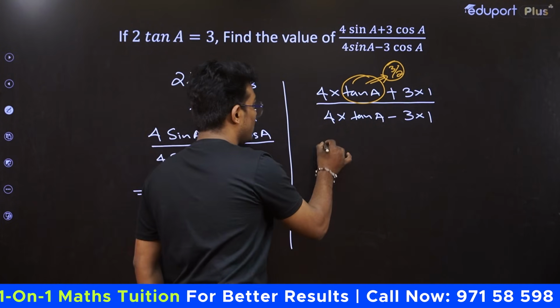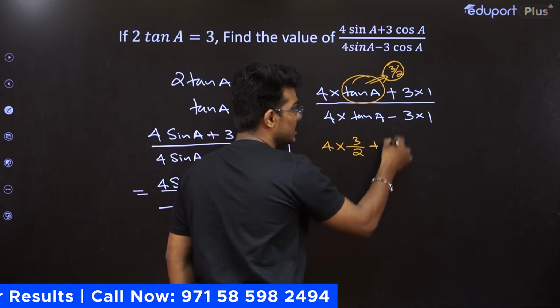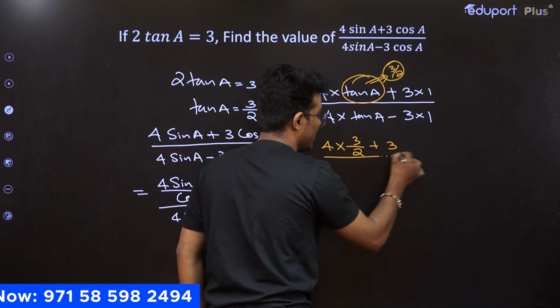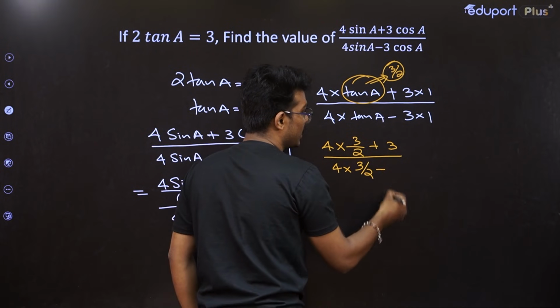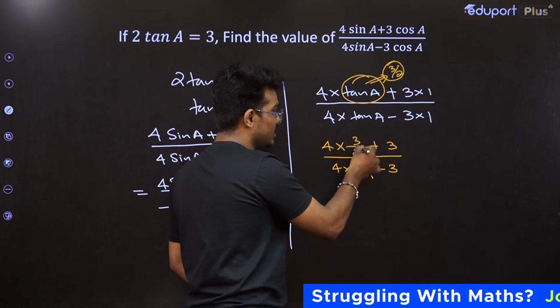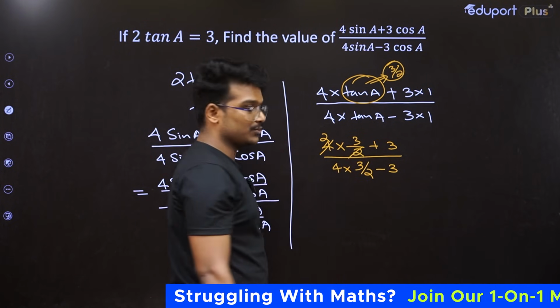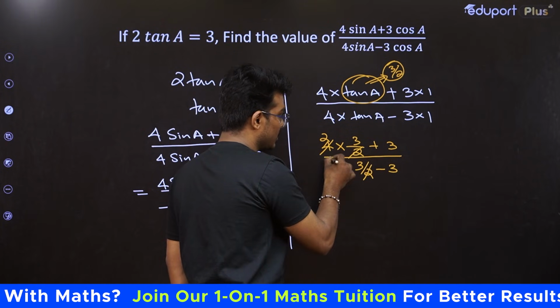So 4 into 3 by 2 plus 3 into 1 is 3, divided by 4 into 3 by 2 minus 3. We can cancel 2 and 4 here, 2, 4, this is equal to 2. Again here the denominator also 2 and 4, it will be 2.